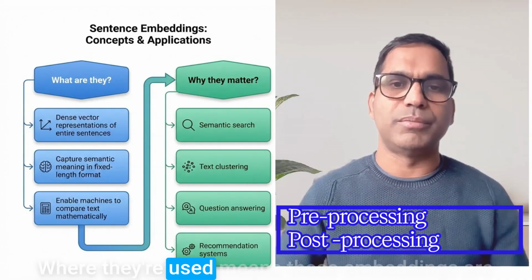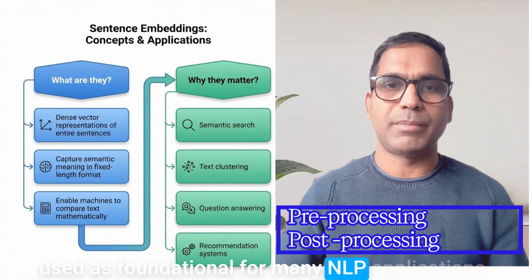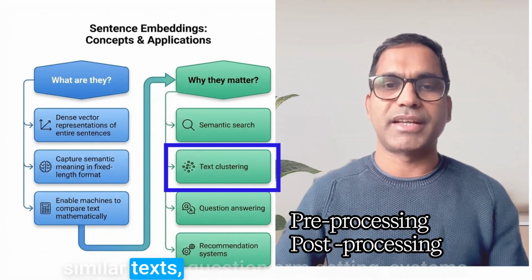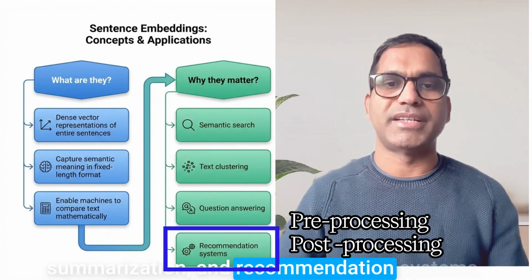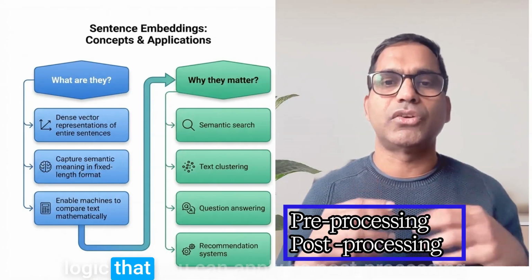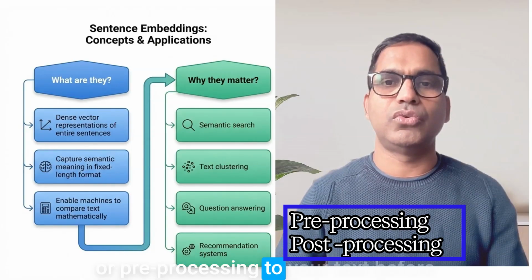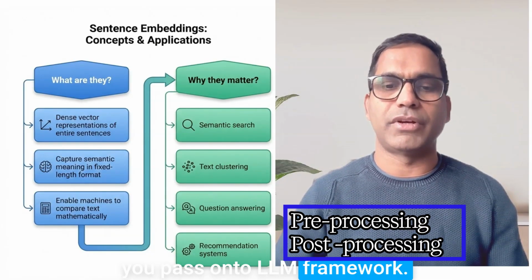Where they are used: these embeddings are foundational for many NLP applications, including semantic search, clustering similar texts, question answering systems, summarization, and recommendation systems. These are very useful to design critical logic that you can apply as post processing or pre processing to your text before you pass it on to an LLM framework.